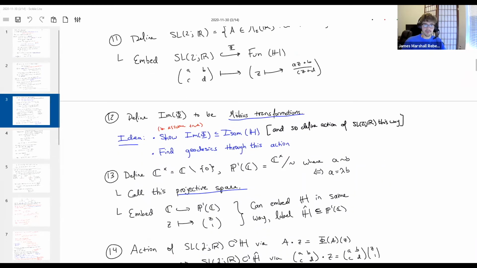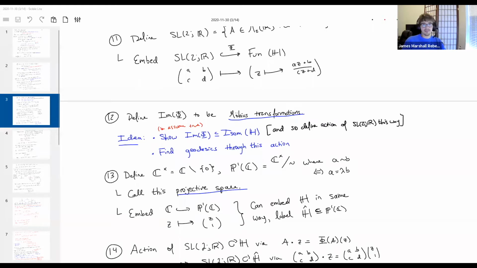So you have this embedding. You can check that it actually is, I guess, a homomorphism, but it defined the image of it to be the Mobius transformations. And you can show that the Mobius transformations are isometries. And so you can define an action of SL2R on the hyperbolic plane in this way.